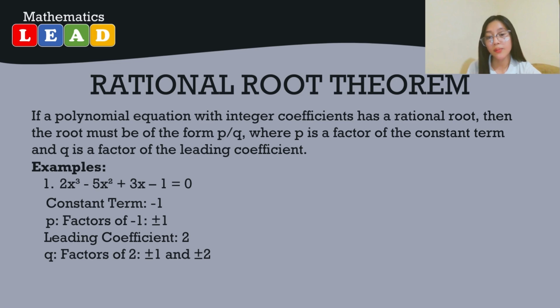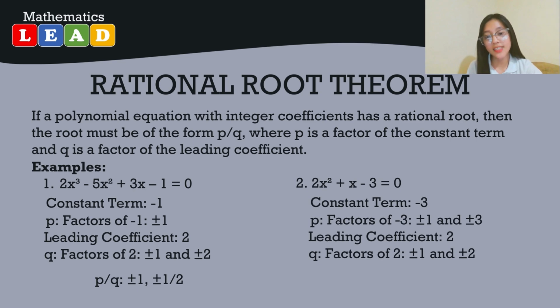Let's say we have the polynomial equation 2x cubed minus 5x squared plus 3x minus 1 equals 0. The constant term is negative 1, and the p-value, or the factors of negative 1, is positive negative 1. And our leading coefficient is 2. Therefore, our q, or the factors of 2, is positive negative 1 and positive negative 2. Therefore, the possible rational roots, all the combinations of p over q, are positive negative 1 and positive negative 1 half.